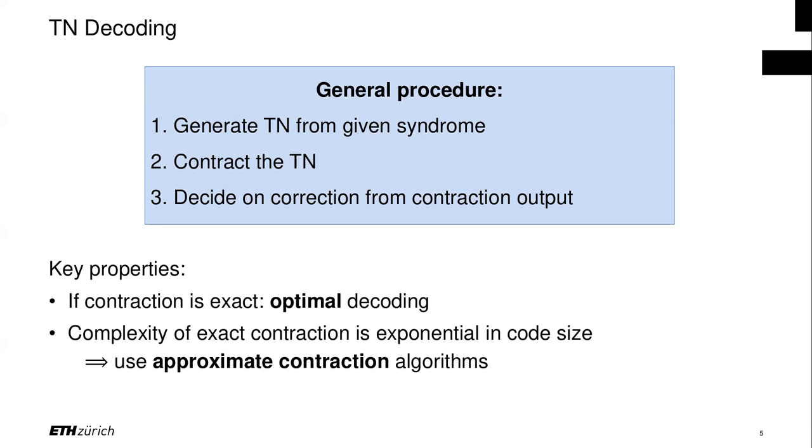Does this optimality depend on the underlying noise model in any way? Yes. The noise model goes into the tensor network as well. But is it optimal for all noise models? No, for the specific noise model that you put in. So you assume that you know the true noise model. If you don't know the true noise model, you don't know what the optimal is. But if you do know the true noise model, you can always construct a tensor network decoder which is optimal for that noise. That's right.